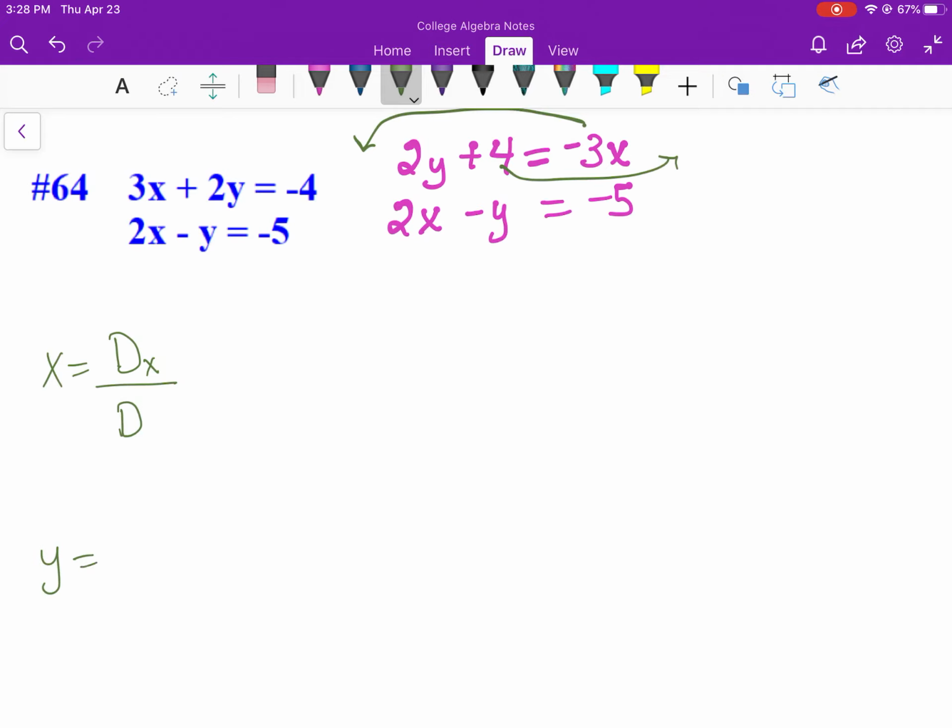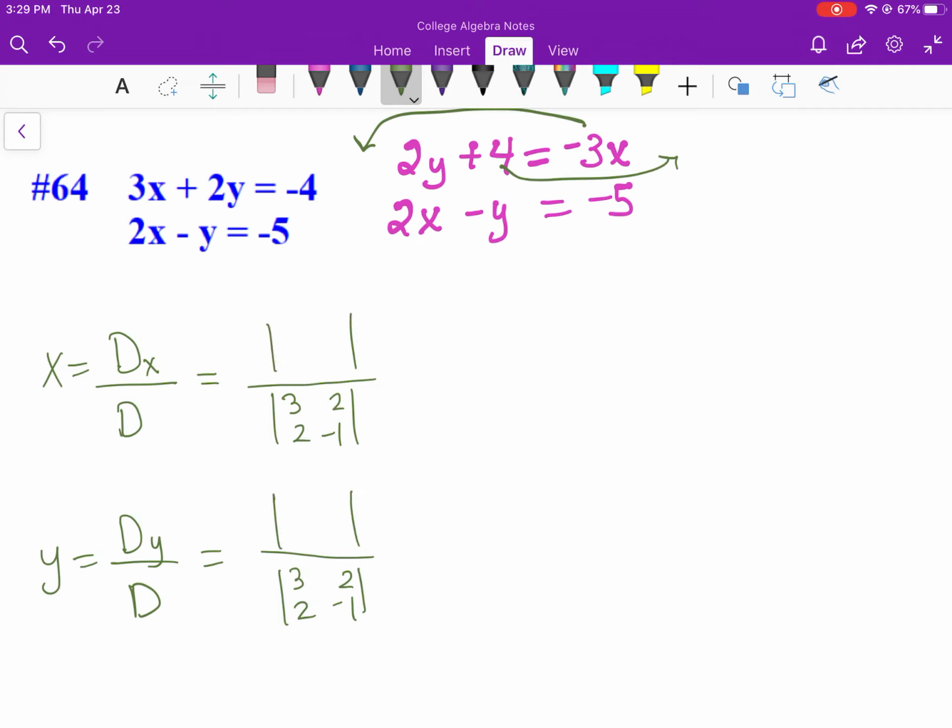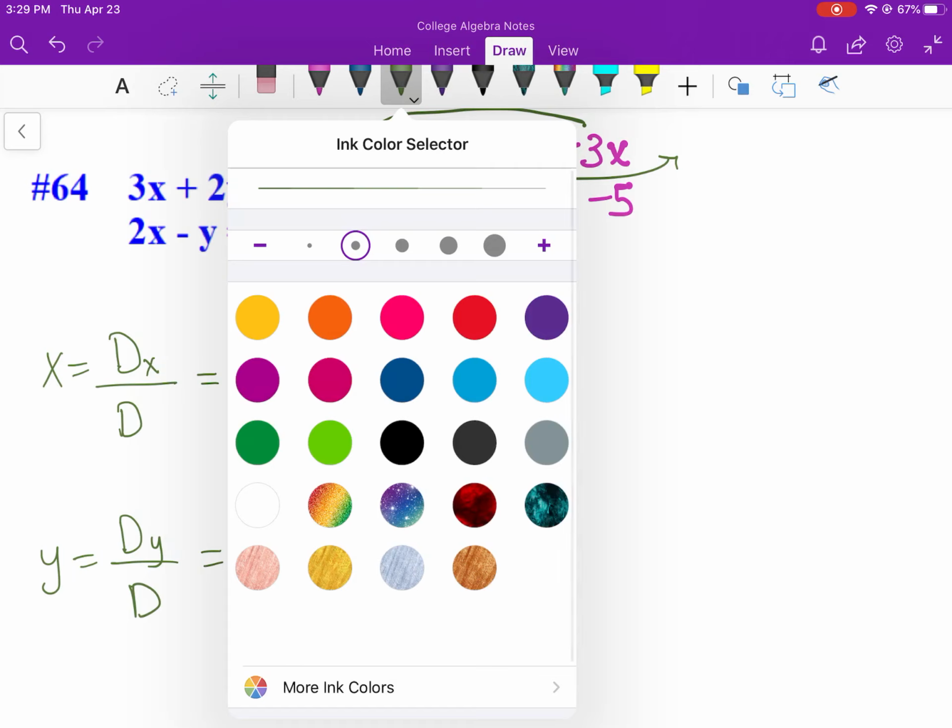Then we're going to go ahead and set up our determinants. Okay, so here's what we're going to do. We're going to, first of all, find our denominator. So 3, 2, 2, -1. Then we're going to find our numerator. Remember, this is your x column and your y column, and those constants go accordingly. Then you bring up whatever's underneath.